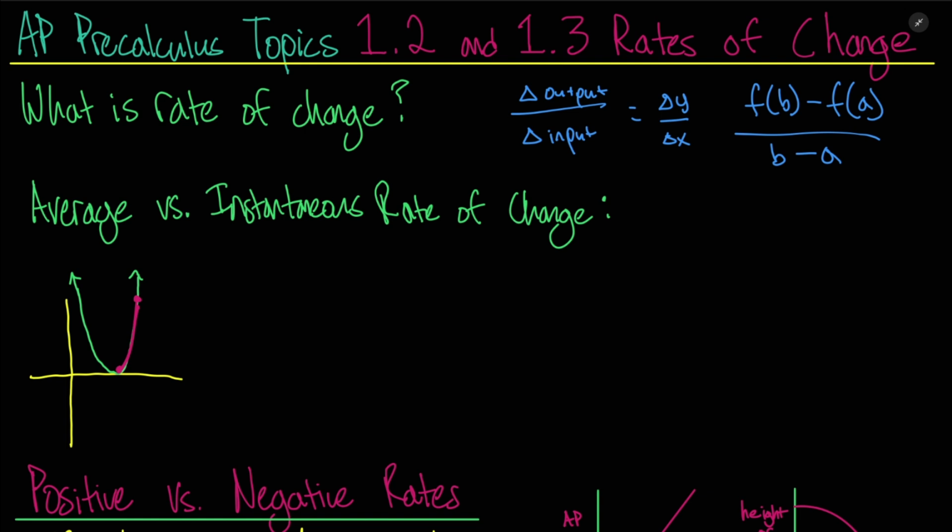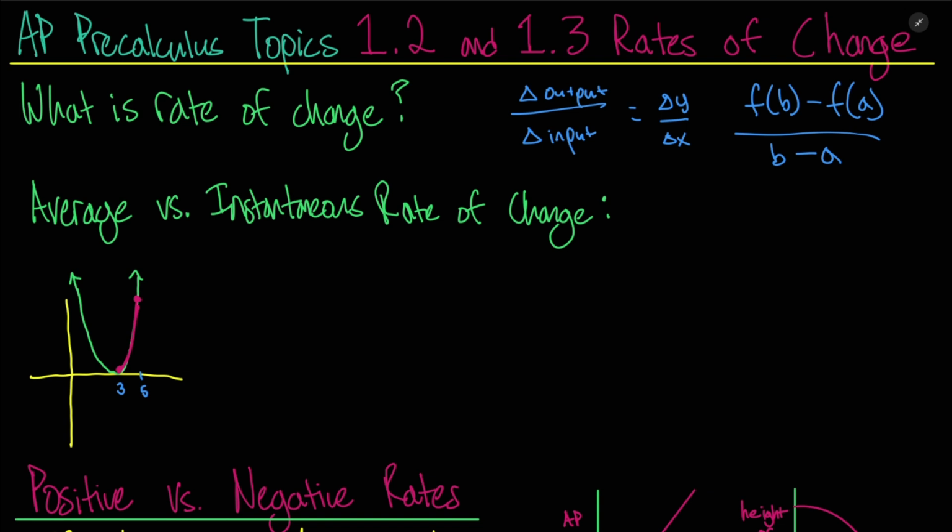So let's talk about average versus instantaneous rate of change. An average rate of change measures the change over an interval. All right. So let's say this is x equals 3, and let's say this is the 5 mark. So that pink highlighted part of the graph is basically measuring the average rate of change from x equals 3 to x equals 5, from 3 to 5.